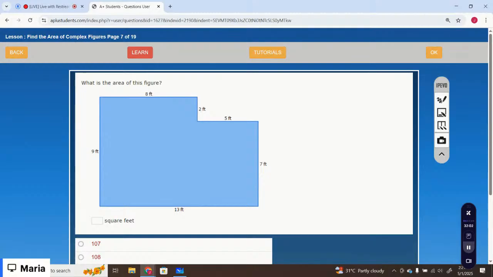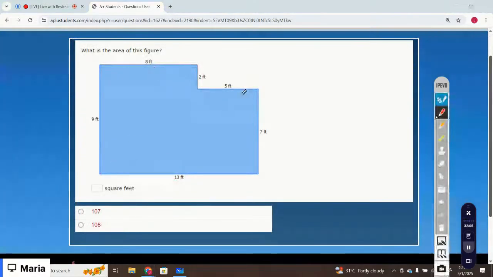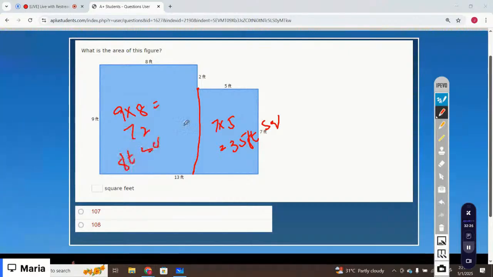What is the area of this figure? Let's just calculate the area. That is 7 times 5, 35 square feet. That is 9 times 8, 72 square feet. So 72 plus 35 is 107 square feet. So option number one is the correct option.